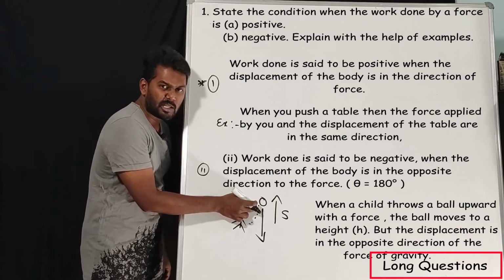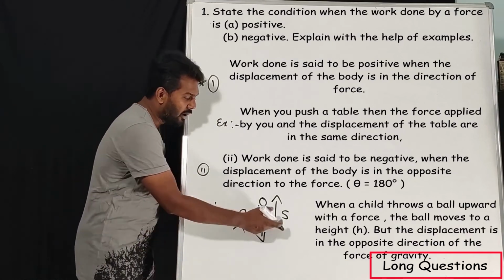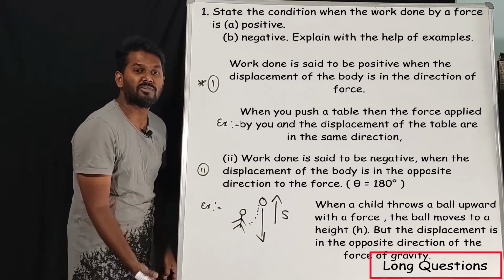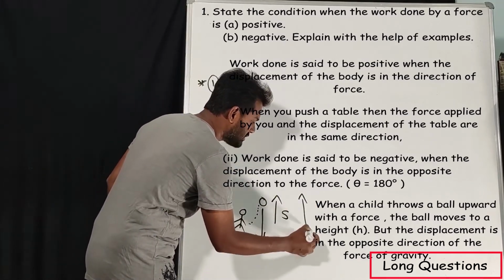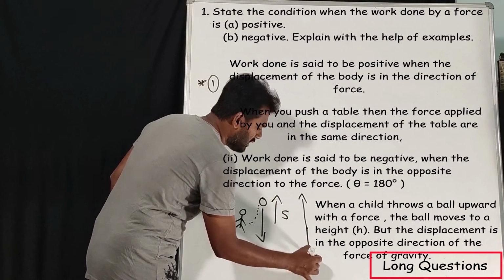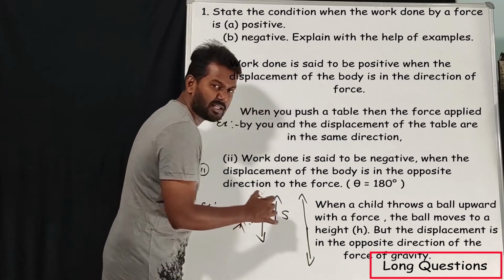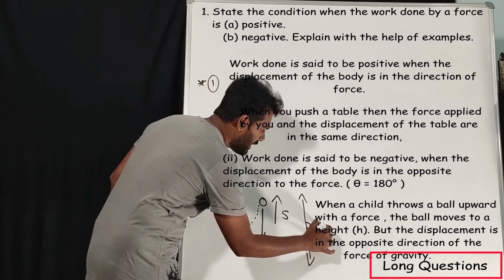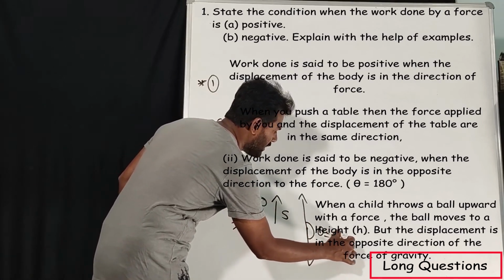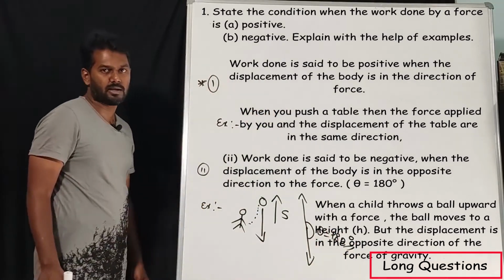See, force is nothing but the weight of an object. Displacement is nothing but in which direction the object is moving. So object is moving in this direction, force is in downward direction. So this is nothing but a straight line. What is the angle of a straight line? 180 degree. So theta is equal to 180 degree.